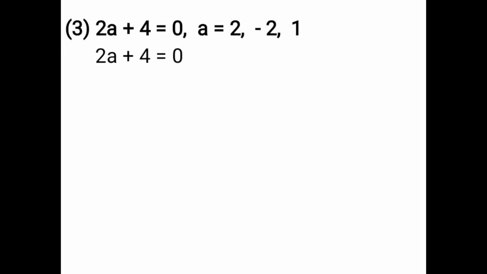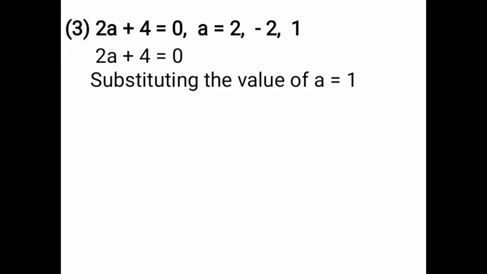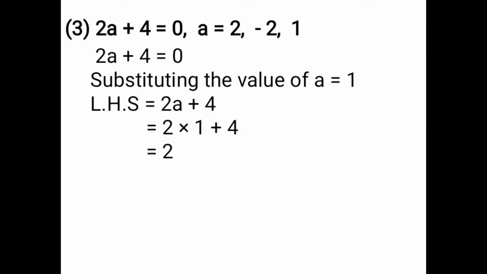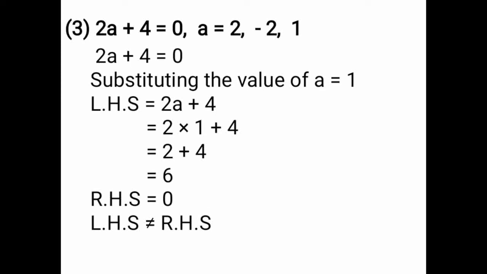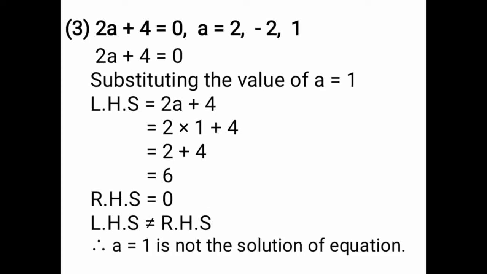2a plus 4 is equal to 0. Substituting the value of a is equal to 1. Left side is equal to 2a plus 4, that is equal to 2 into 1 plus 4. 2 ones are 2. Plus 4 write as it is. Add this. 2 plus 4, how much? 6. Right side is 0. Left side is not equal to right side. Therefore, a is equal to 1 is not the solution of the equation.